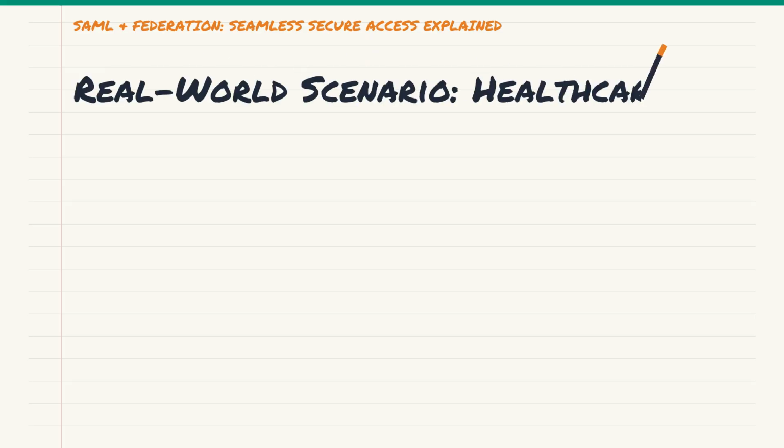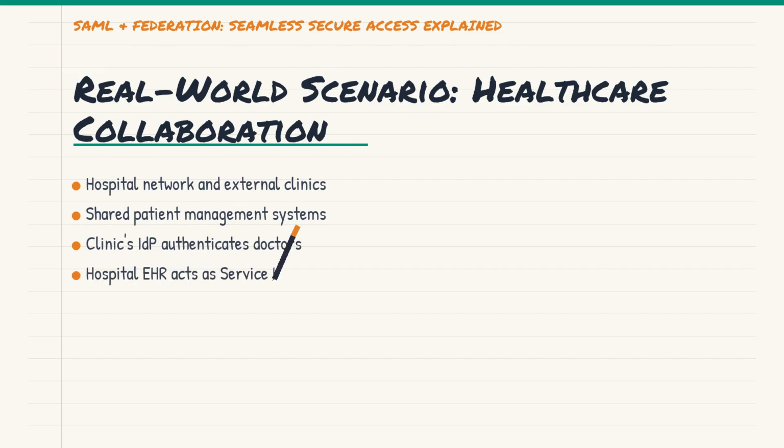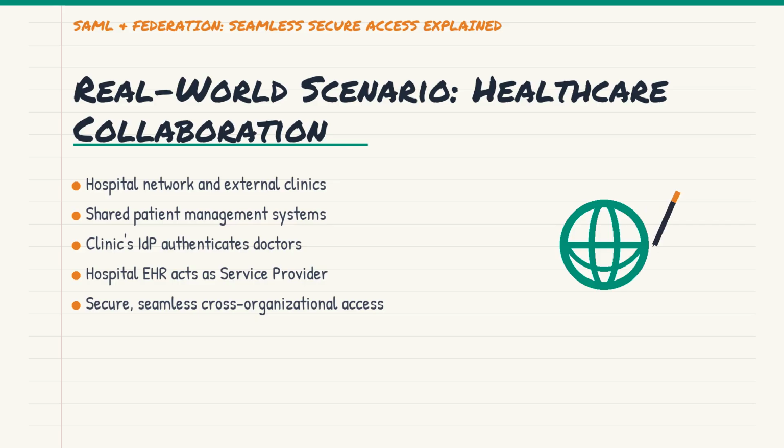Let's put this into practice with a healthcare example. Imagine a large hospital network that needs to share patient management systems with numerous affiliated clinics and private practices. Each of these entities has its own IT infrastructure and user base. By implementing SAML-based federation, the hospital's central IdP can securely authenticate users from the external clinics. When a doctor from an external clinic needs to access the hospital's EHR system, the SP, they authenticate once with their clinic's IdP.